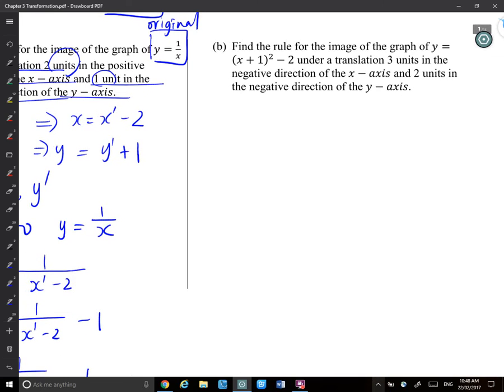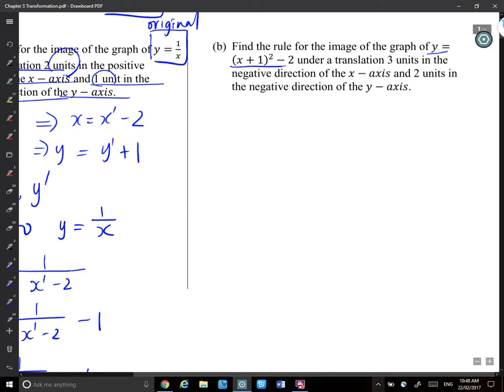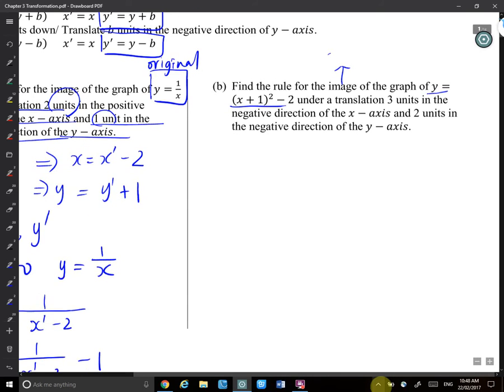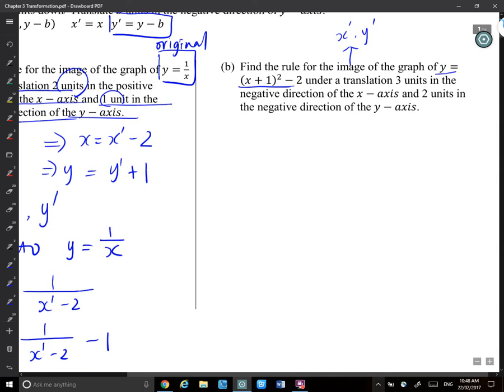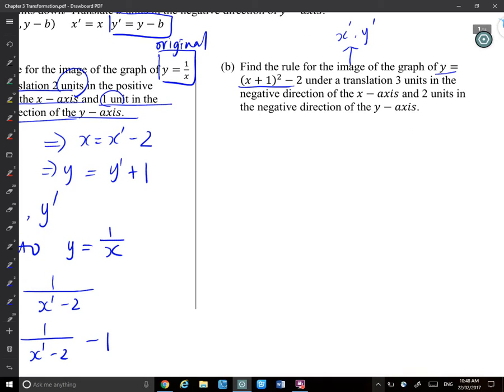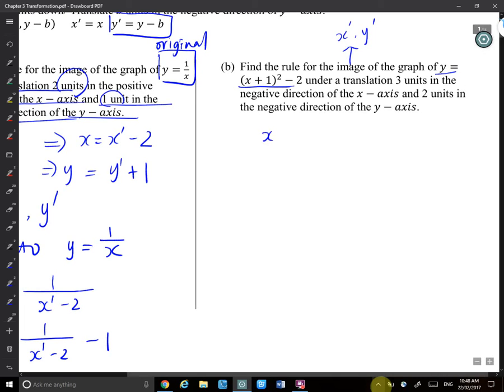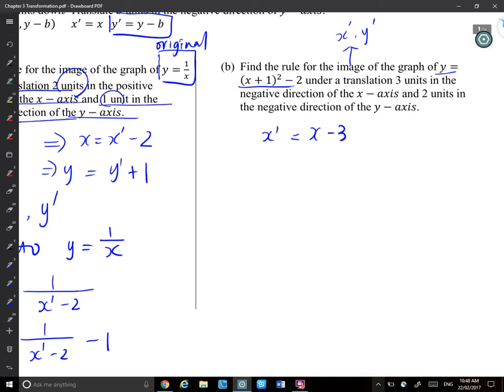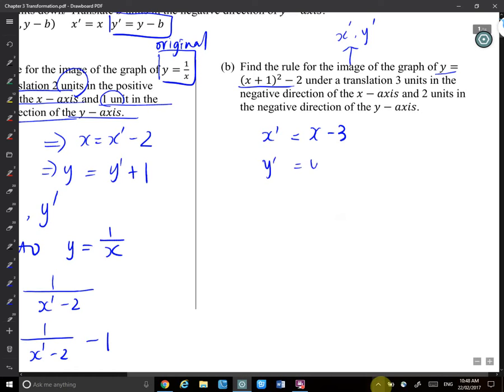Okay, next one. Find the rule for the image of the graph y equals that. Okay, that's the original, because I'm asked to find the image, which is to find x dash and y dash. And a translation of 3 units in the negative direction of the x-axis. So you first write what your new x will be. Your new x will be the old x subtract 3, and 2 units in the negative direction of the y-axis. So your new y will equal the old y subtract 2.